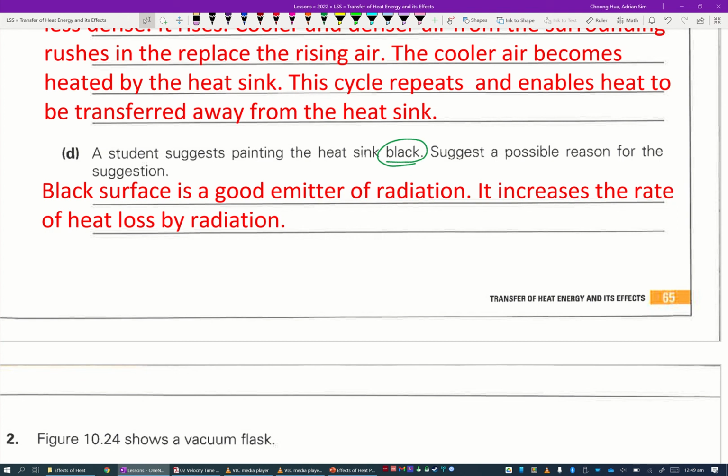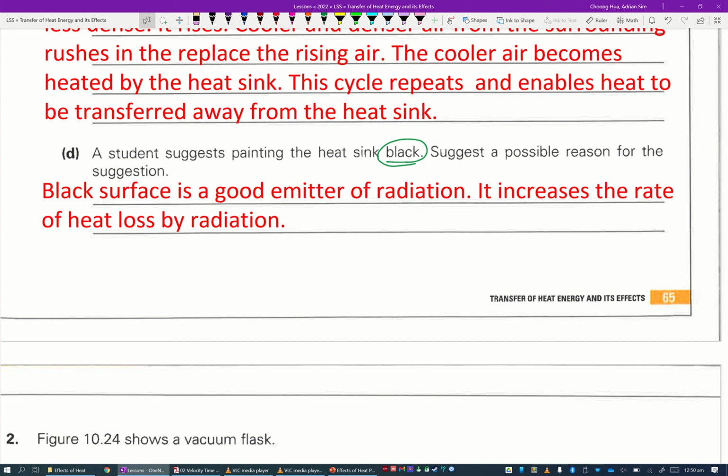So another thing you also have to note is that when they say black surface is a good emitter and good absorber of radiation, this is mainly what many textbooks write. Okay, so you cannot just take this information and throw it in and expect the reader to understand what you're trying to say, right? It doesn't really explain the question.